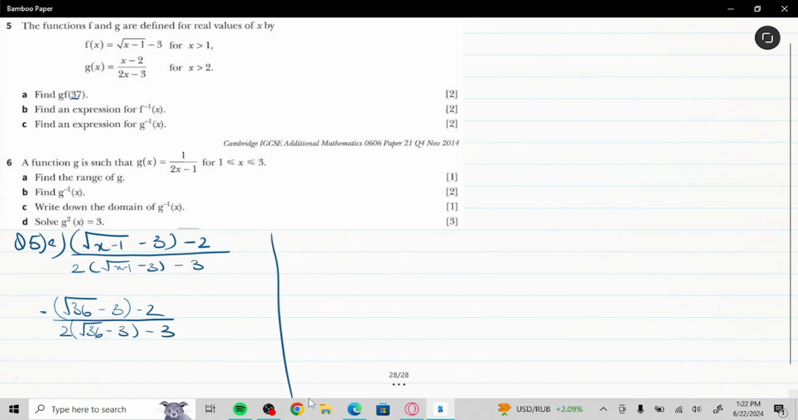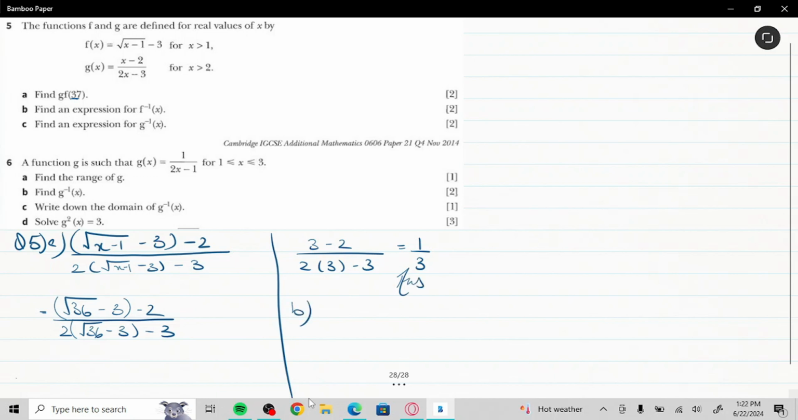You can input it in the calculator, or if you have some general knowledge, you can say that the square root of 36 is equal to 6 itself. So (6 minus 3) is 3, minus 2, divided by 2 multiplied by (6 minus 3) is 3, minus 3. This can further simplify into 3 minus 2 is 1, upon 3 times 3. So 1 upon 3 is our answer for part A.